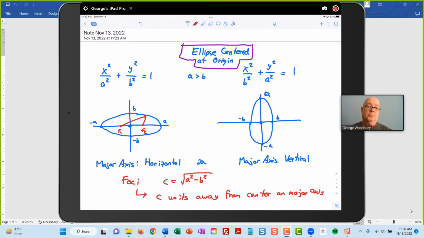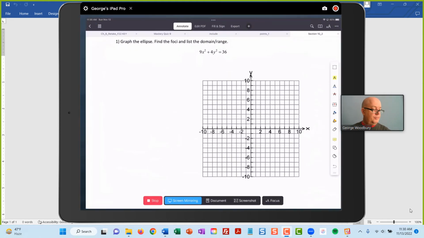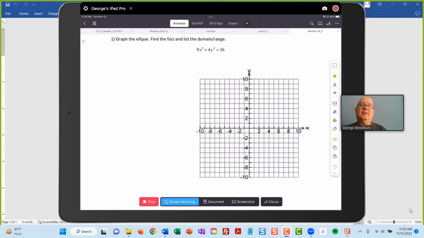All right, so let's go back to the graph. First, we want to get it into the right form, and the right form has a 1 on the right-hand side of the equation. We can do that by dividing both sides by 36. 36 divided by 36 is 1. When we simplify the coefficients on the left, we end up with x squared over 4, because 9 goes into 36 4 times, plus y squared over 9 equals 1.